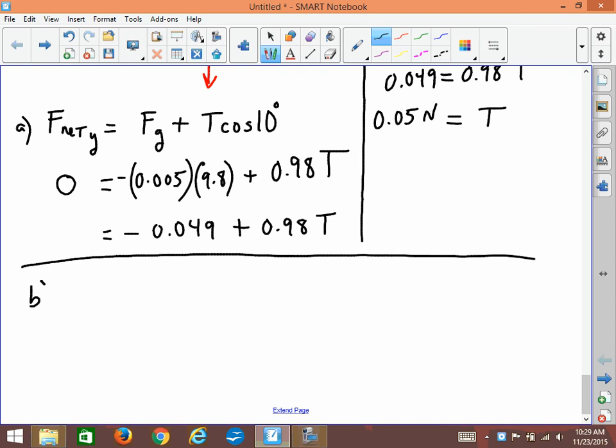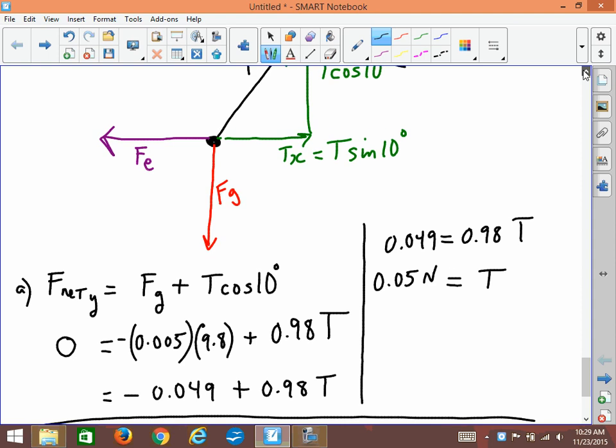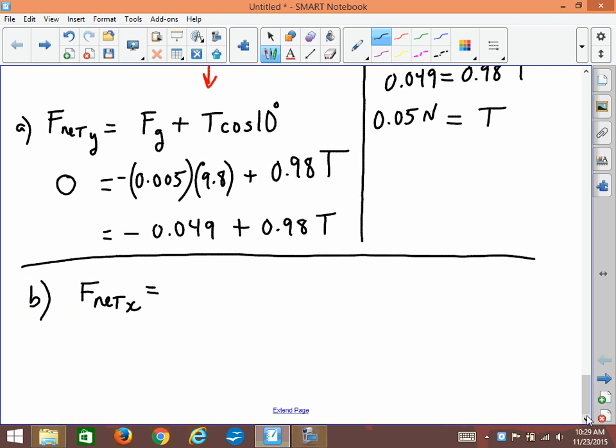And guess what? Part B can be addressed by looking at the F net X. In the F net X, if we go back to the picture, we have two forces again: a T X, T sine 10, and an F E, the electrical force. But since the spider is not accelerating, and it's hanging there, the F net X is also 0, and this will be k Q1 Q2 over r squared. So we're simply using our new formula in place of the F E as a new force in the mix.